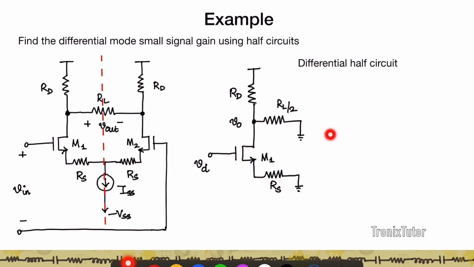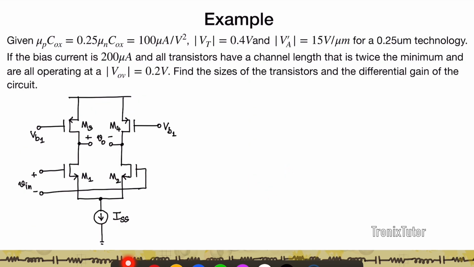Again, this is a common source amplifier with source degradation, and therefore I can write my differential gain as minus GM into the total load resistance, which is RD parallel RL by 2, divided by 1 plus GMRS, where RS is the source degradation resistance. Now let's look at another problem.